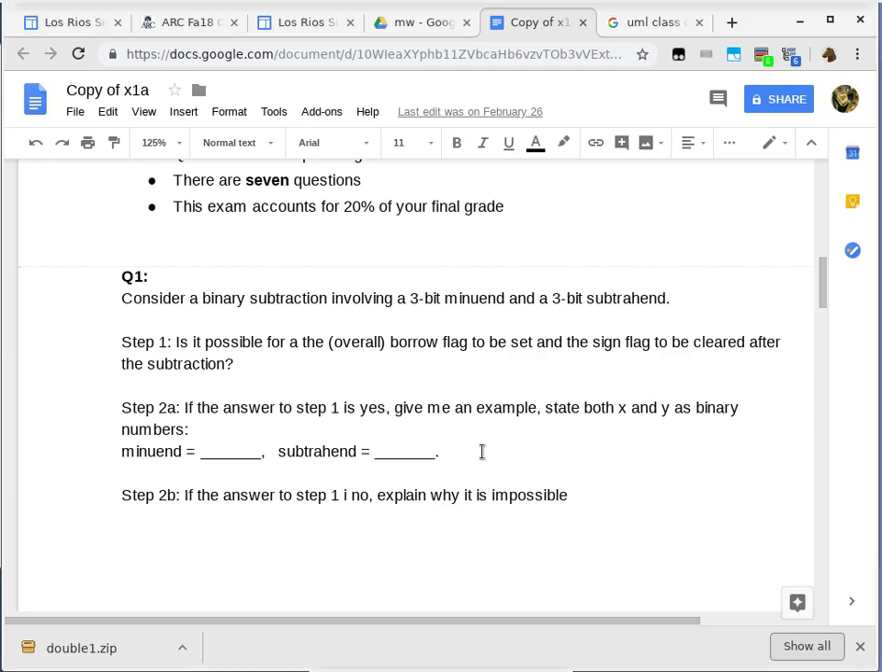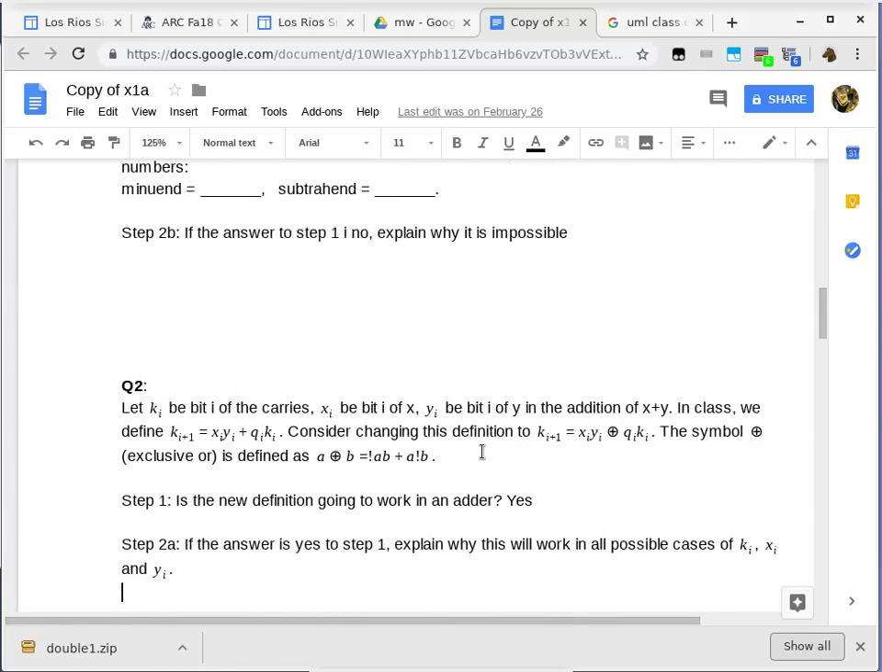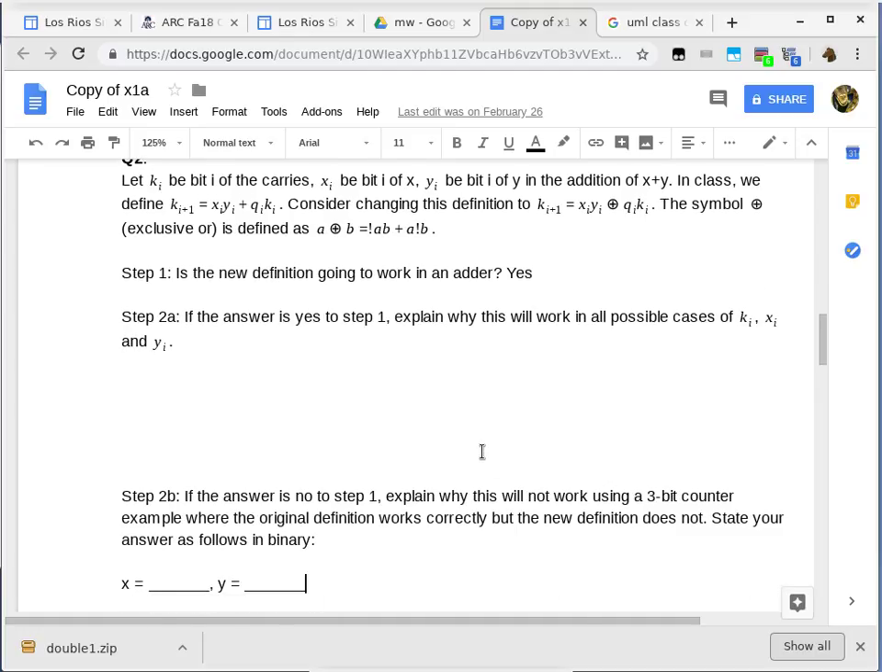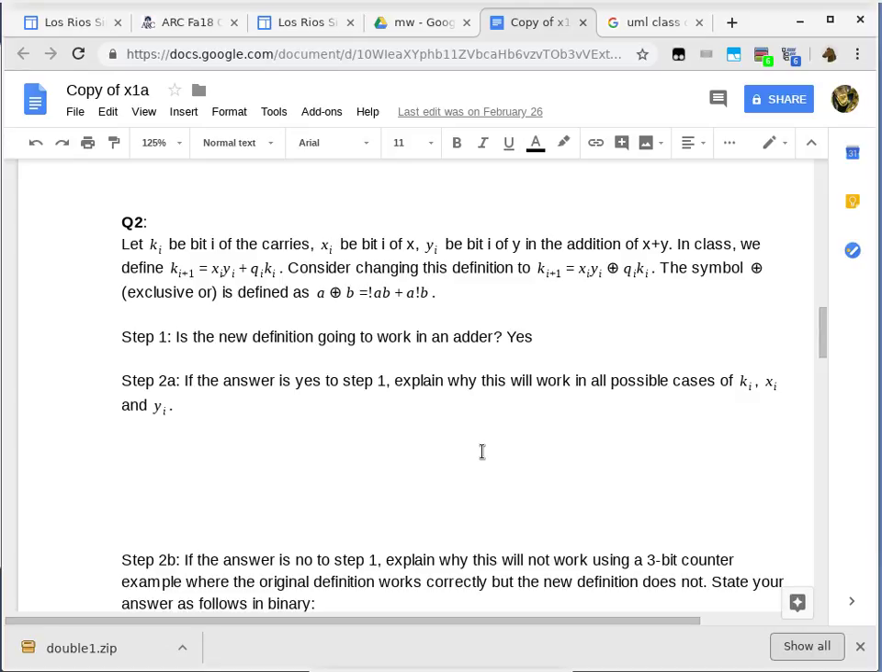Moving on to question number 2. So for question number 2, it's a little bit longer, okay? So let's go ahead and read the question first and make sure that we understand what the question is asking. Let ki be bit i of the carries, okay? That's pretty consistent with the terminology in my modules. xi be the bit i of x, yi be the bit i of y, in the addition of x plus y. In other words, I'm using the same notation as in my notes, okay, of the modules.